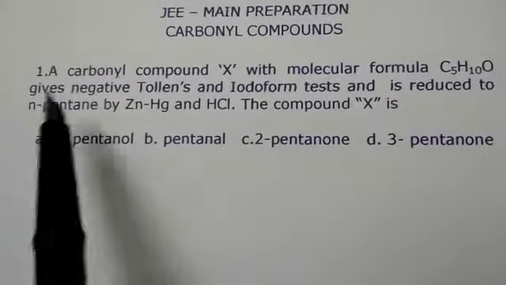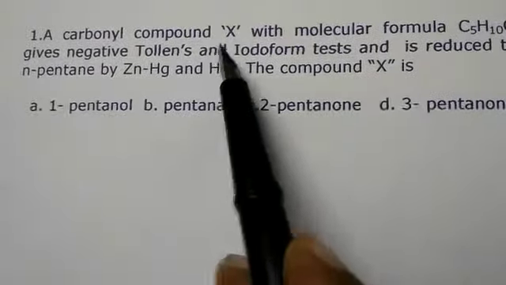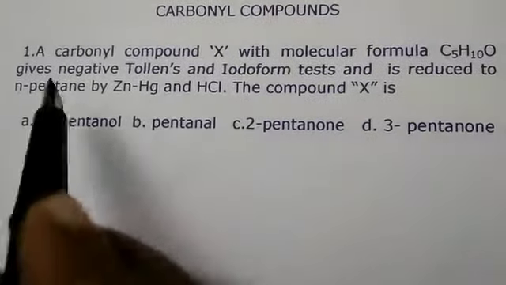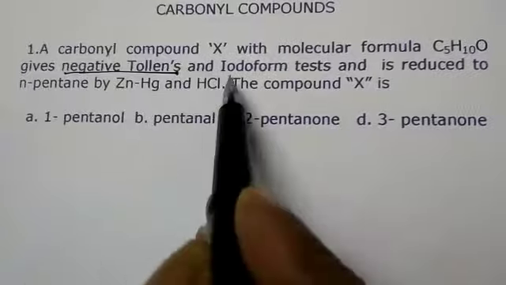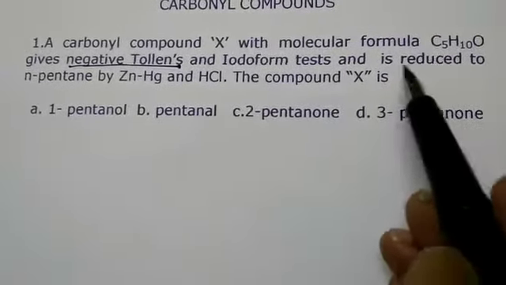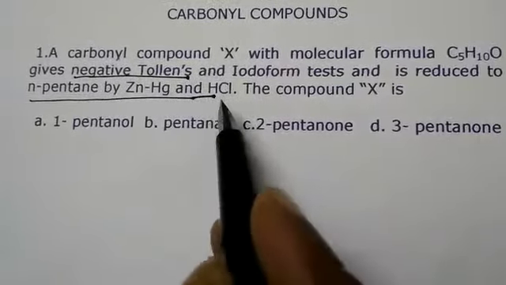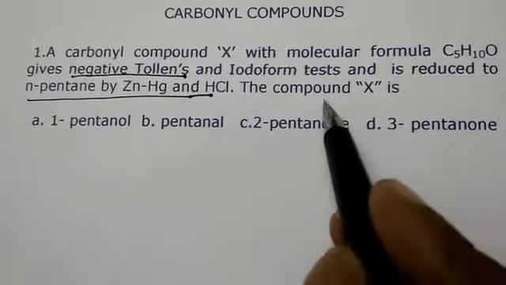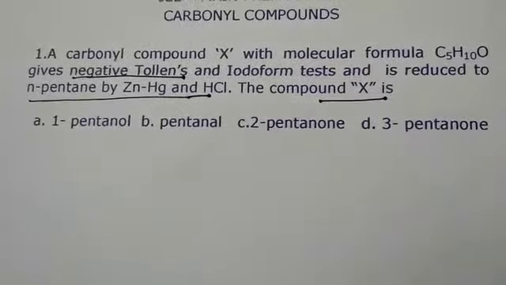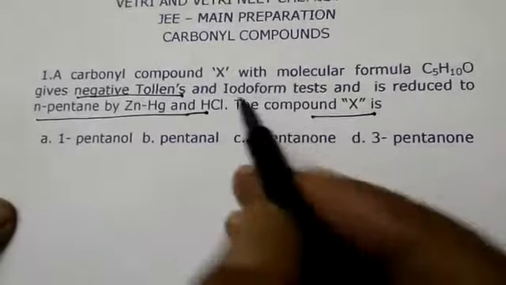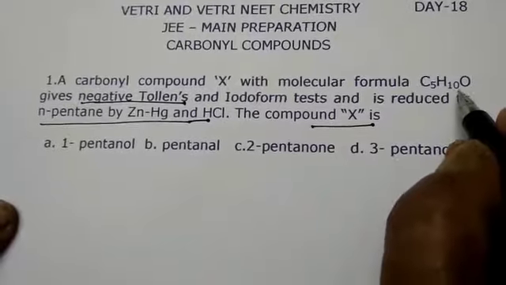Okay, now here a carbonyl compound X with the molecular formula C5H10O gives a negative Tollens test and the iodoform test, and it is reduced to n-pentane by zinc amalgam and HCl. What is the compound X? Okay, now let us see how to approach this one. The first is C5H10O.